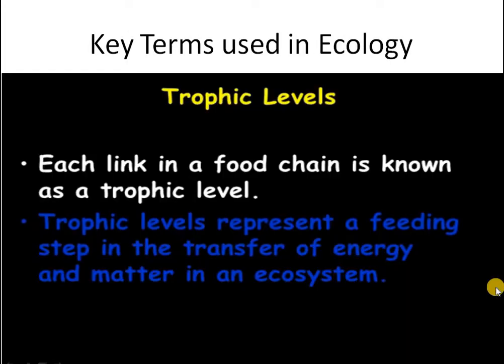Now, what is a trophic level? We keep saying trophic level all the time while defining a food chain. What exactly is it? Each link in the food chain is known as a trophic level. Trophic levels represent a feeding step in the transfer of energy and matter in an ecosystem.